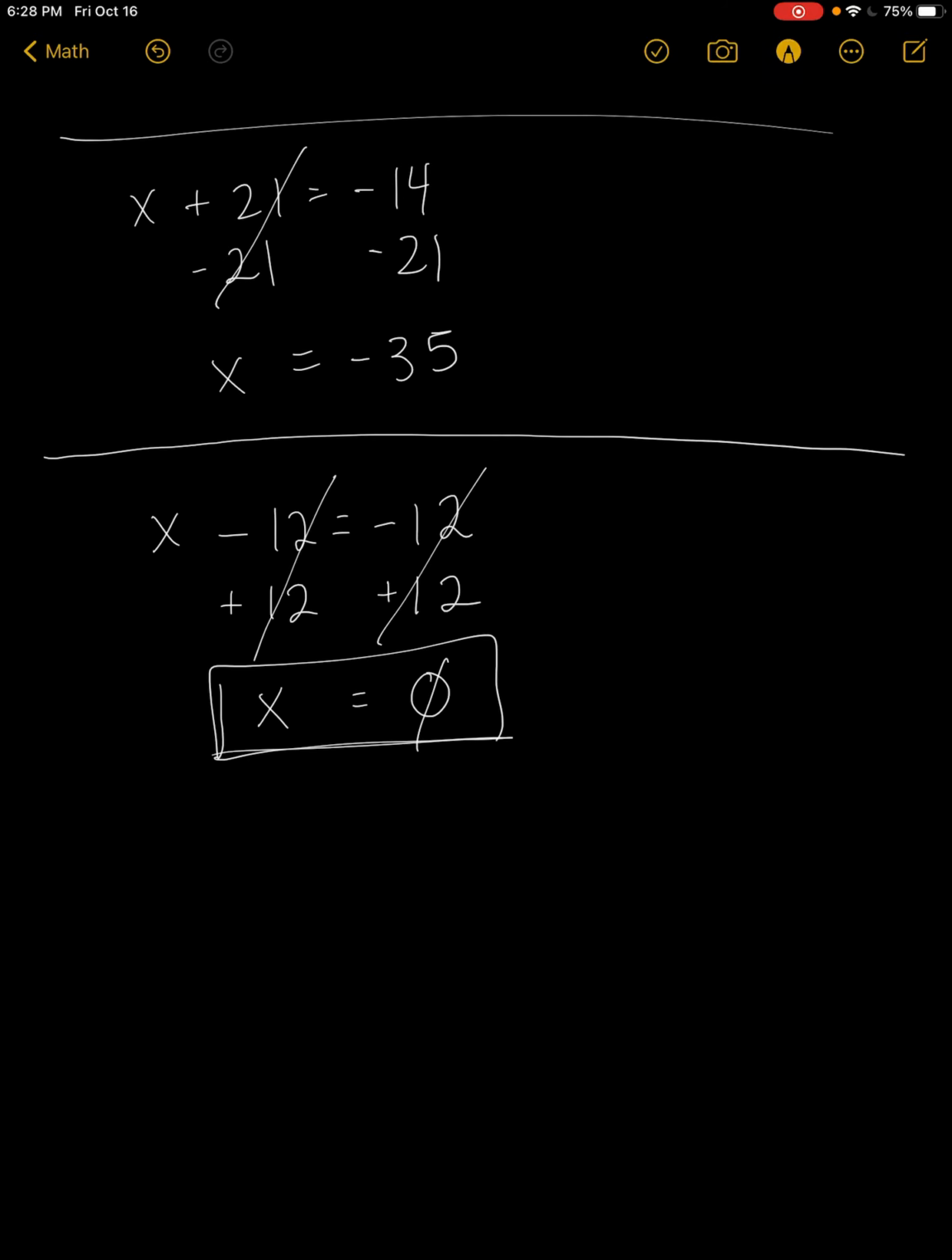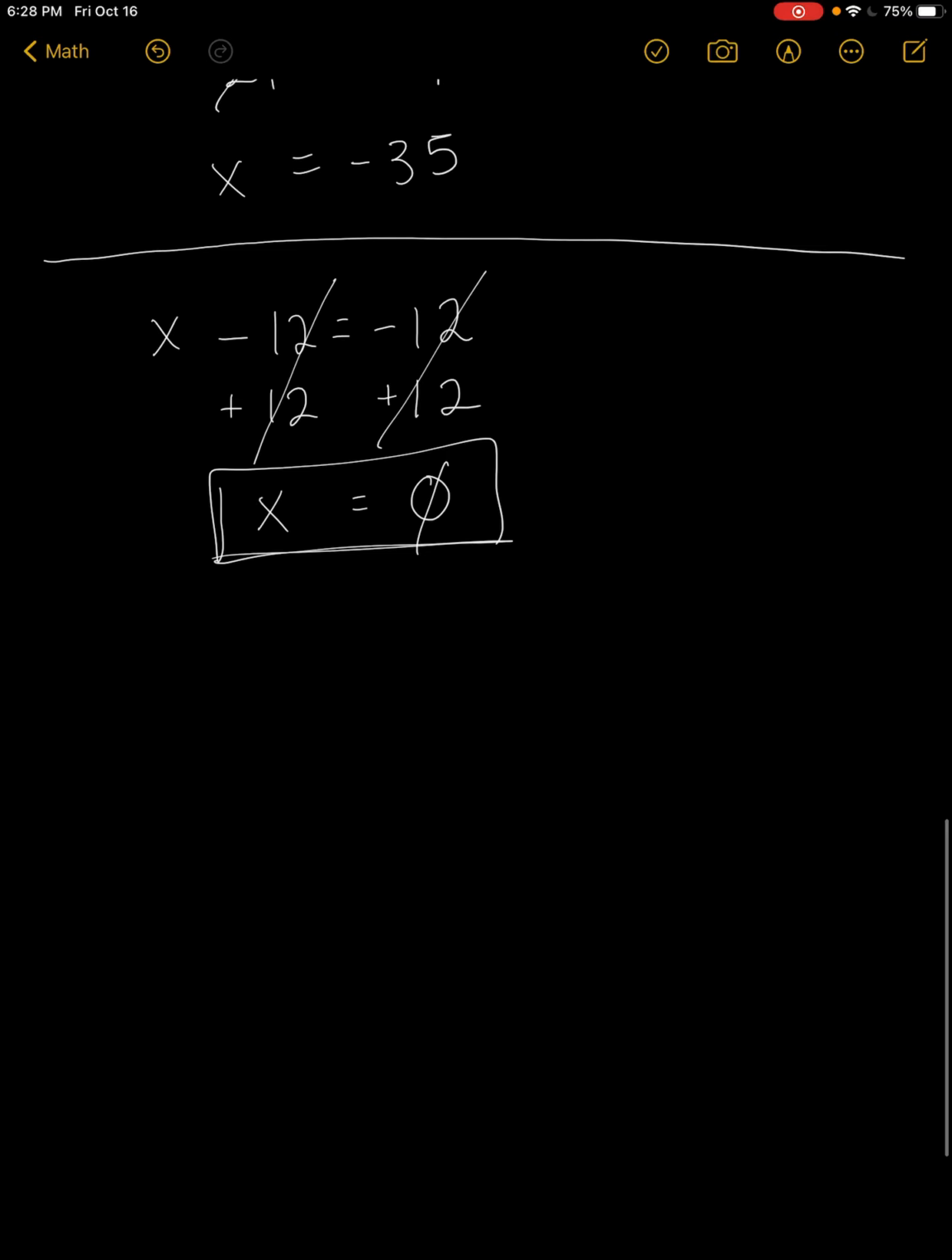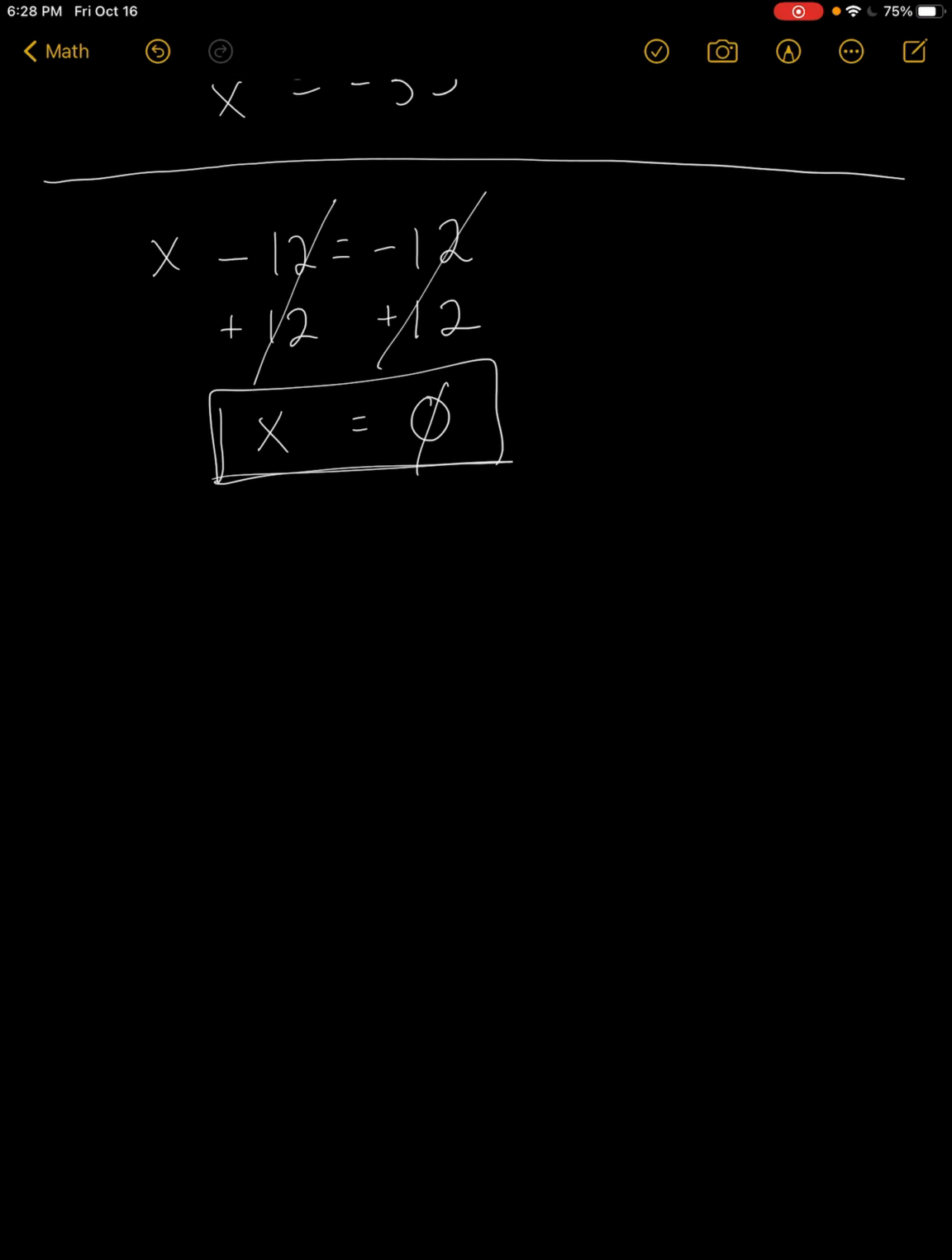Don't get fooled by that. That's a totally valid answer. 0 can be a right answer. Okay, 0 is still a number. It just means you don't have positive of whatever it is. You don't have negative whatever it is. You just have nothing. Okay, so for this equation, the answer for x is 0.